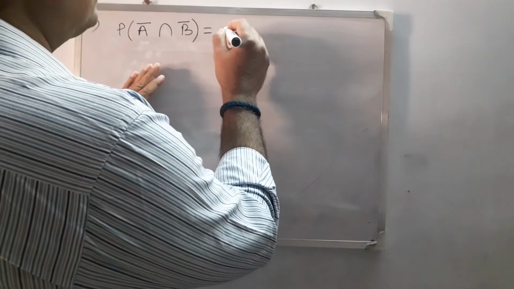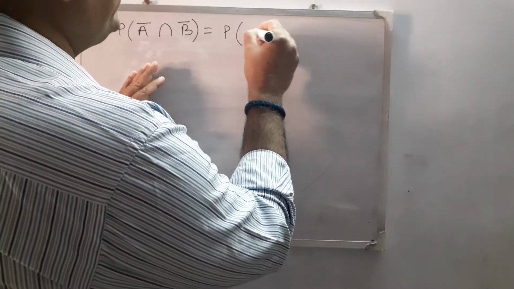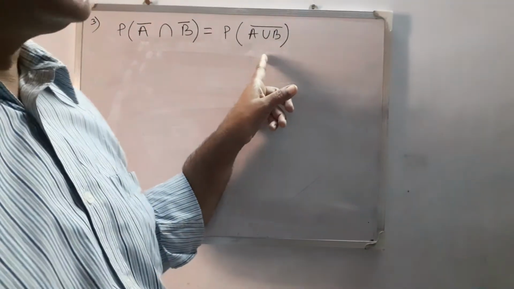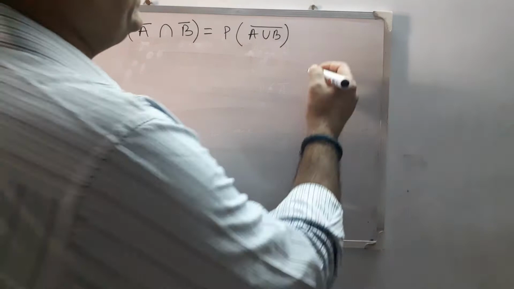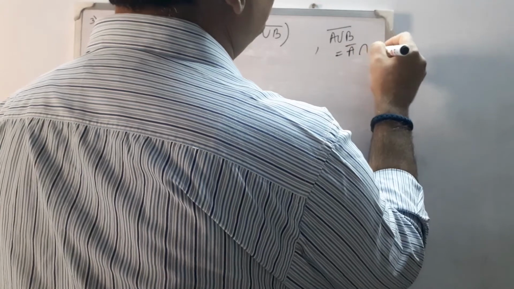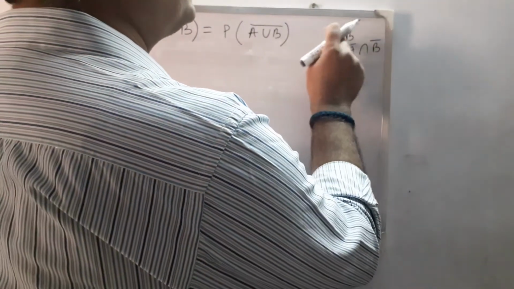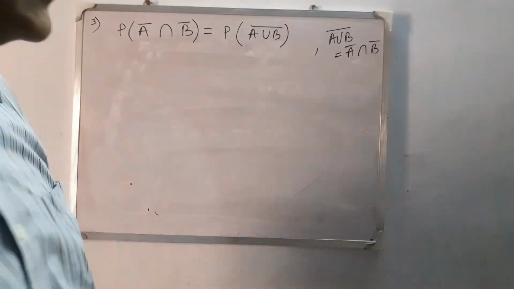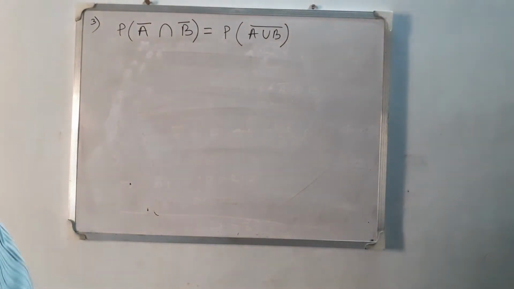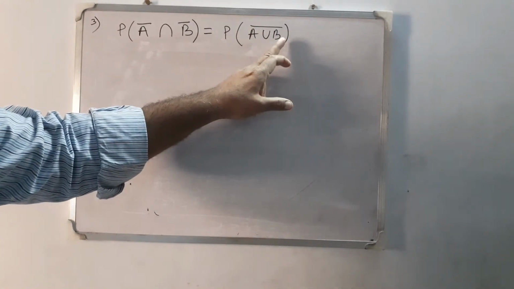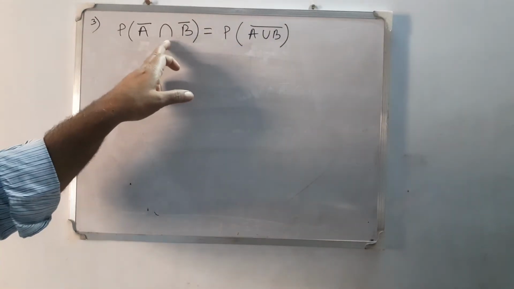Now using De Morgan's theorem, we can write this as P((A ∪ B) whole bar). This De Morgan's theorem you have learned in class 11 set theory. In set theory you know that (A ∪ B) whole bar is equal to A bar ∩ B bar, and similarly (A ∩ B) whole bar is equal to A bar ∪ B bar. These two results are known as De Morgan's theorem. If we distribute the bar over the two events, the union becomes intersection, and this result will appear.